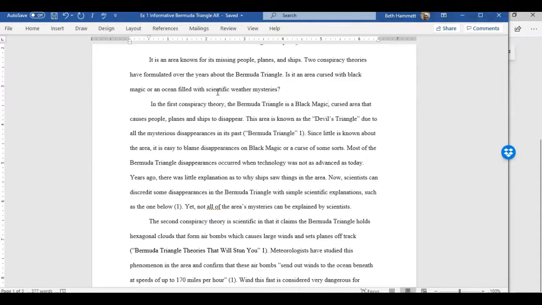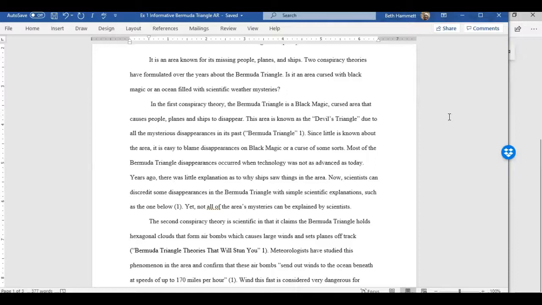The first is a black magic conspiracy theory, or it's solved with scientific weather mysteries. You could do it either way. Okay, so either one of those works. In the first conspiracy theory, the Bermuda Triangle is a black magic, cursed area that causes people, planes, and ships to disappear. This area is known as the Devil's Triangle due to all the mysterious disappearances in its past.